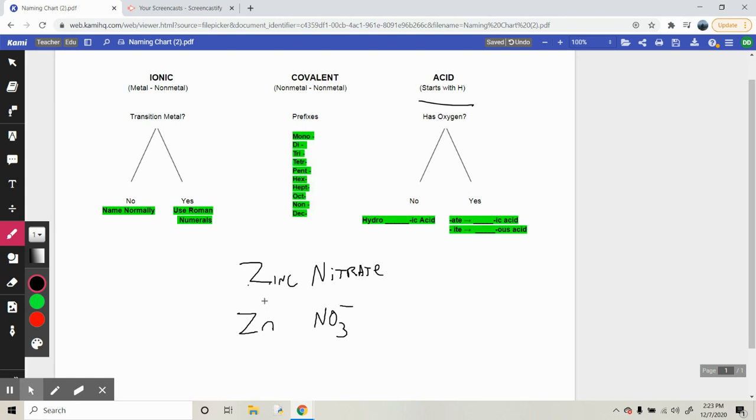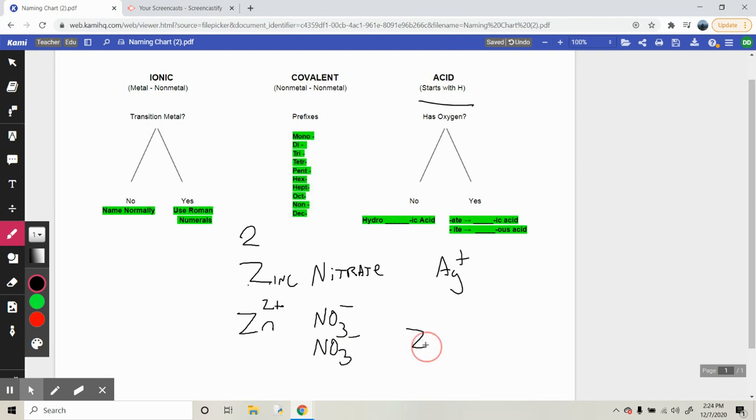Well, if you remember, zinc always has a 2+ charge. He and his buddy silver are the only transition metals that have a fixed charge. Zinc has a +2, silver has a +1. The way I remember that is Z kind of looks like a 2. So remember, we got to balance these guys out. So we're going to need 2 nitrates.